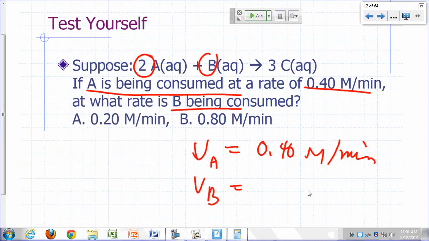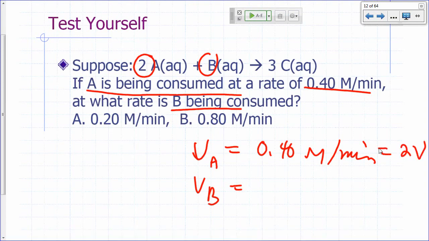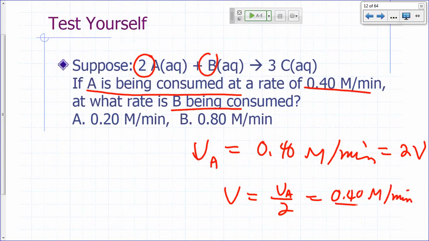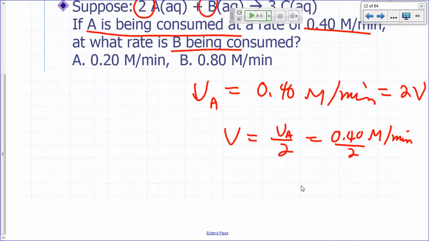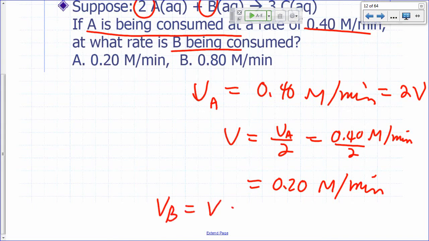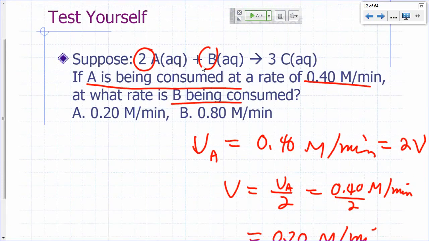So V sub A is equal to 2V, right? So your rate of reaction is equal to V sub A over 2. That's going to be 0.40 moles per liter per minute divided by 2, so your rate of reaction is 0.20 moles per liter per minute. Your rate of consumption of B would just be equal to V, which is 0.20 moles per liter per minute. As expected, B is lost at a slower rate than A, because every time you lose 2 moles of A, you only lose a mole of B.